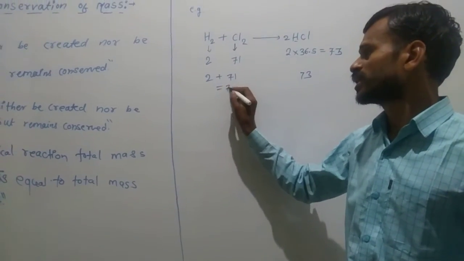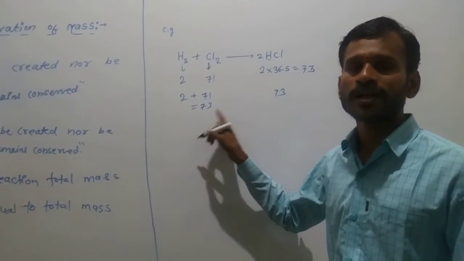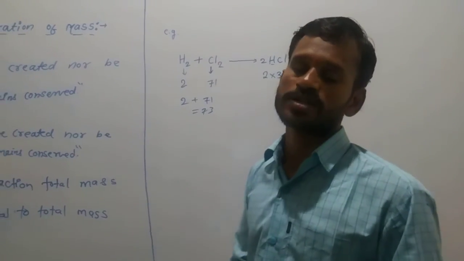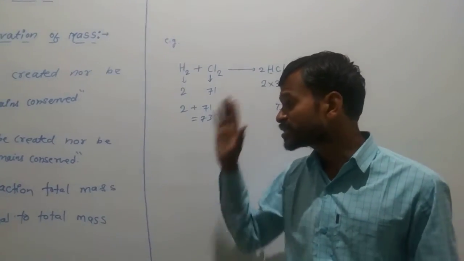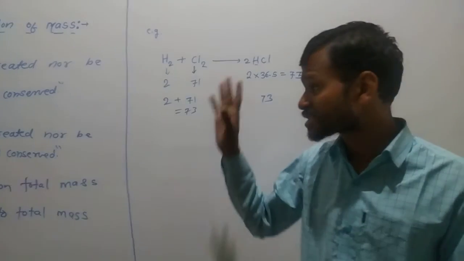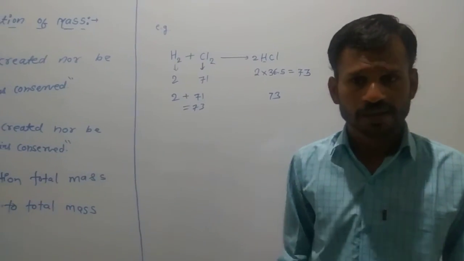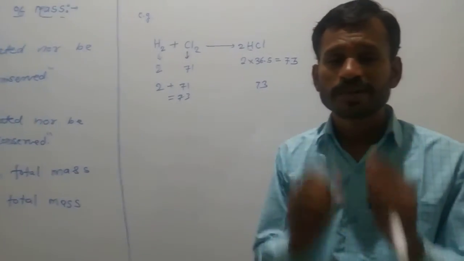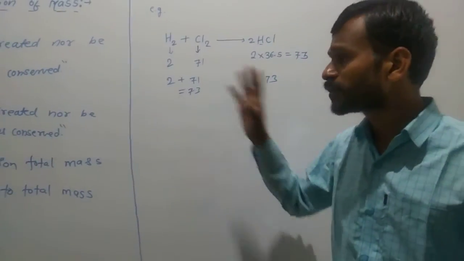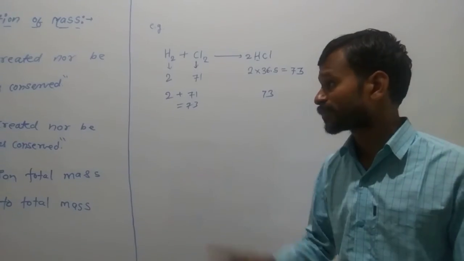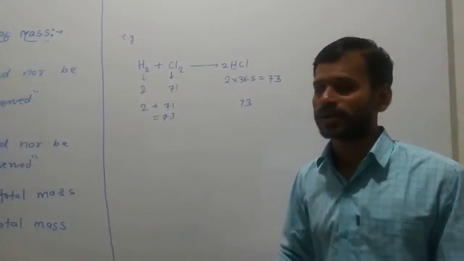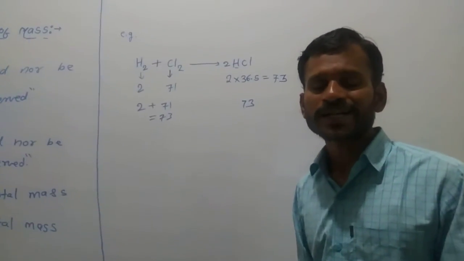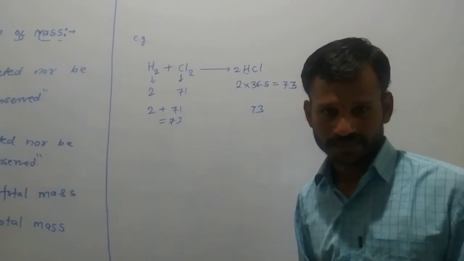It is 73. Total mass of reactant is equal to the total mass of product. It means in a chemical reaction, mass can neither be created nor be destroyed. Mass remains constant. We have simply explained this using this example. I think you understand this example.